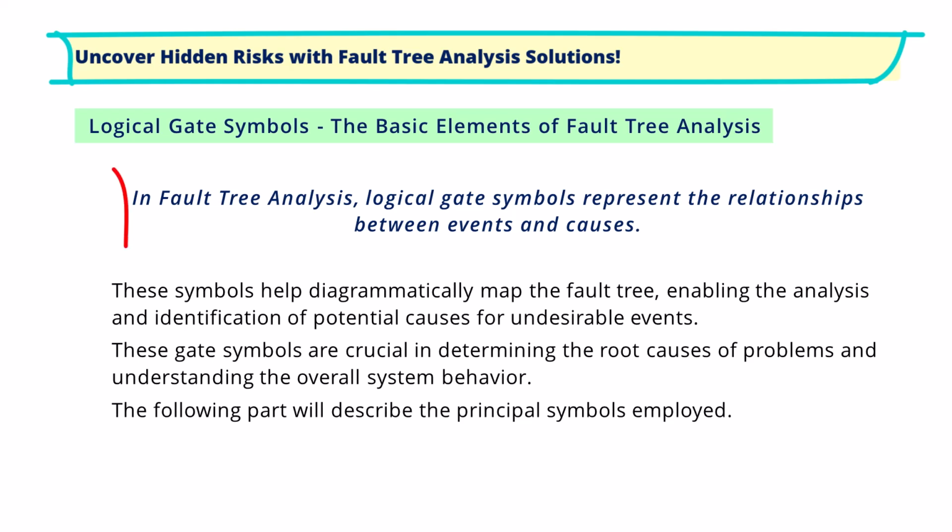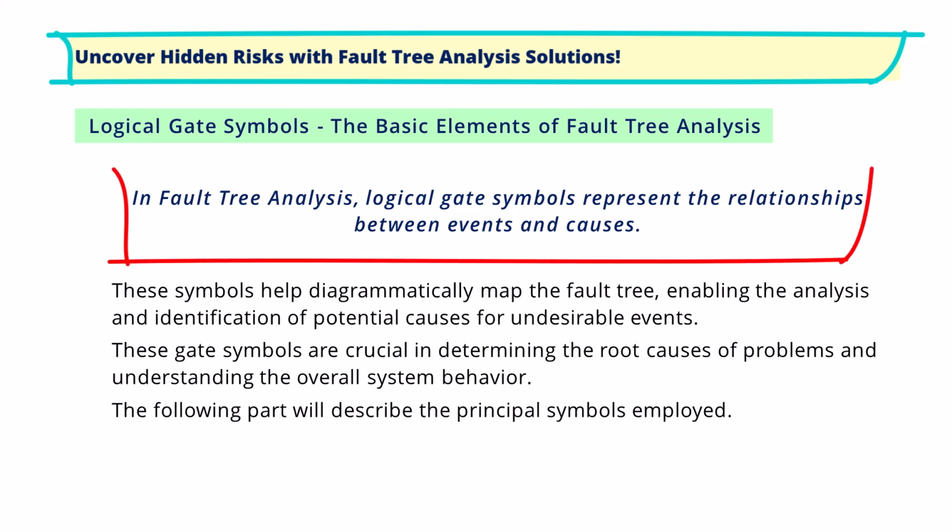In fault tree analysis, logical gate symbols represent the relationships between events and causes. These symbols help diagrammatically map the fault tree, enabling the analysis and identification of potential causes for undesirable events. These gate symbols are crucial in determining the root causes of problems and understanding the overall system behavior. The following part will describe the principal symbols employed.